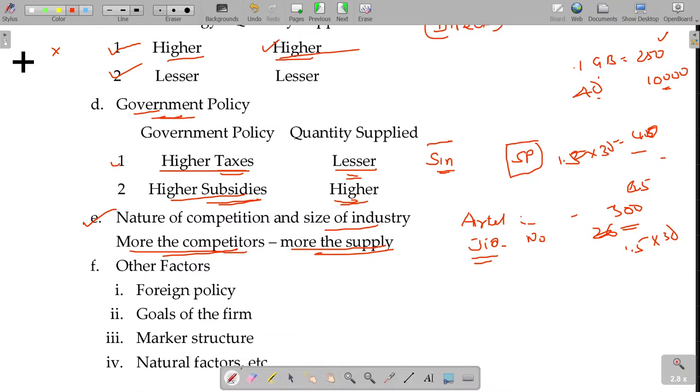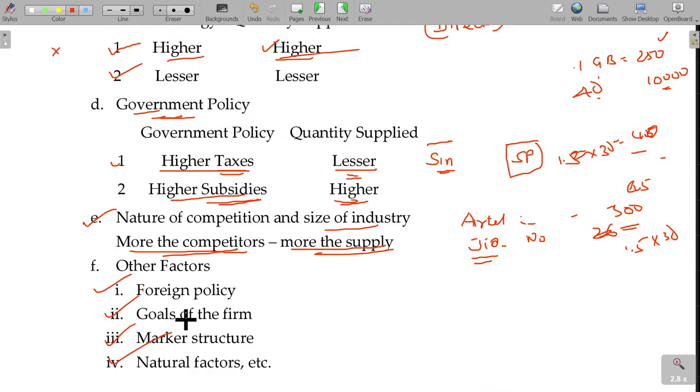Then some other factors also we have, like foreign policy, goals of the firm, market structure, natural factors, etc. Foreign policy: we want to launch our product in foreign countries also. In that case, to capture the foreign market, we may offer at a discounted price. You will study all these things in detail with the mathematical calculations at your intern level.